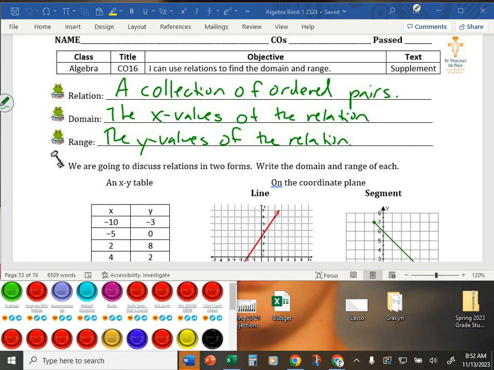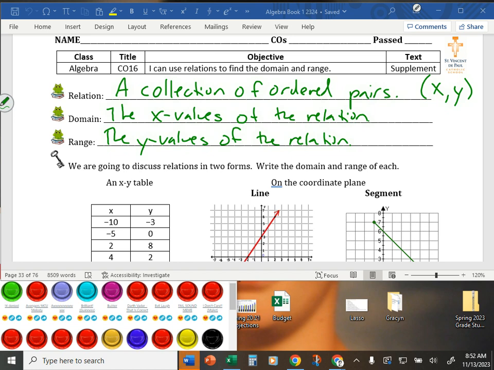The domain are all the x values of a relation. Because recall, ordered pairs, what are ordered pairs? It's an x value and a y value that you can plot on the coordinate plane. You can use it to graph things. You can use it to represent things, right? But an ordered pair is x, y. The x value always comes first. That's the order of the ordered pair.